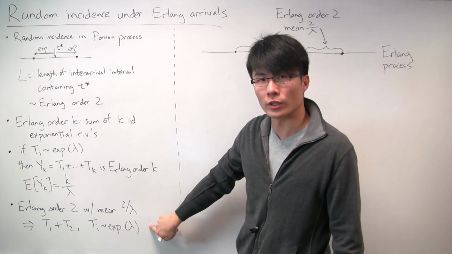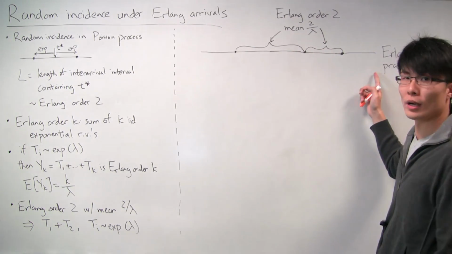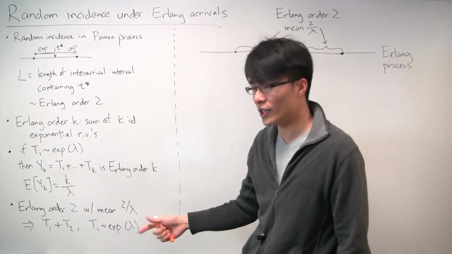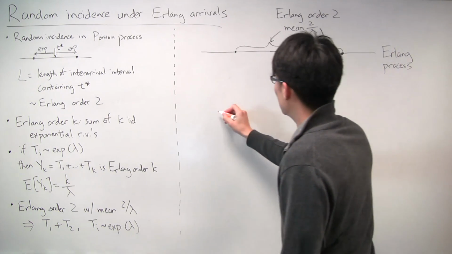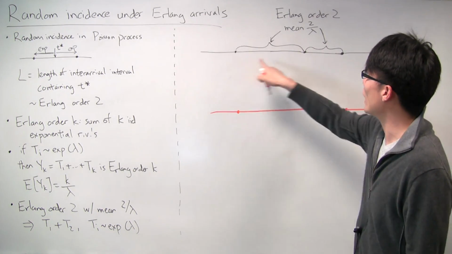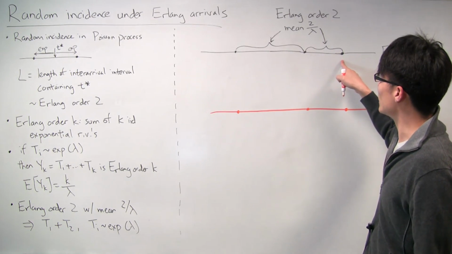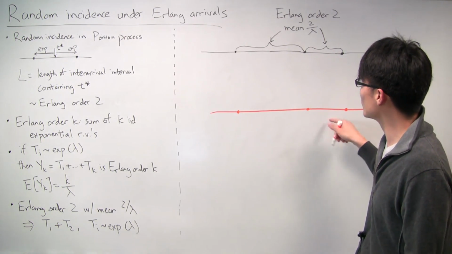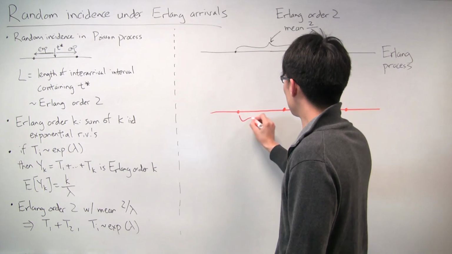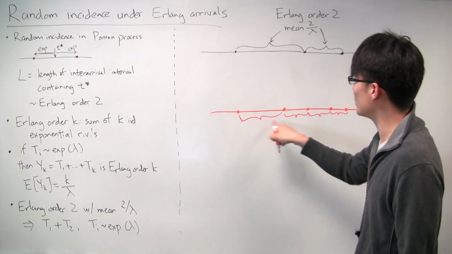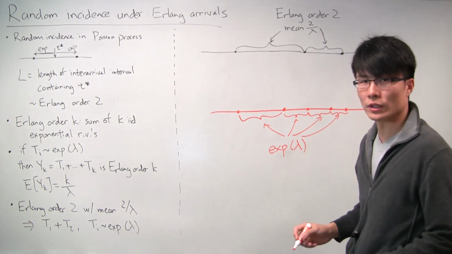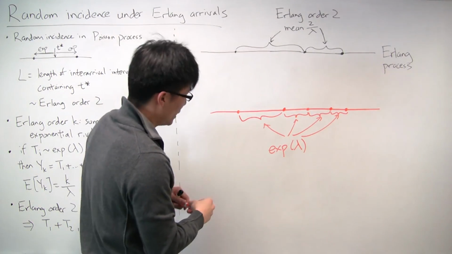So let's make use of this fact that we talked about earlier, because now we know that the inter-arrival times of this Erlang process are Erlang order 2 with mean 2 over lambda. But we know that that can just be reinterpreted as a sum of two simple exponentials, each with parameter lambda. So let's just draw another picture and imagine that for each of these arrivals, so say we have three sample arrivals in this Erlang process, we can fill in the gaps between these with additional arrivals. And then think of each one of these inter-arrival times as all being exponential with parameter lambda.